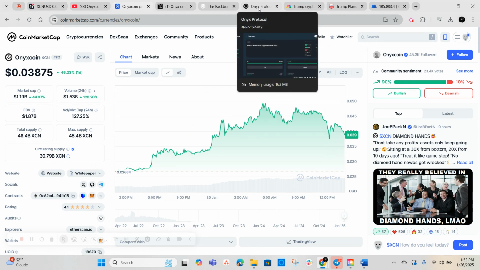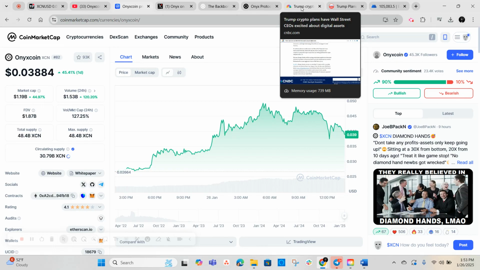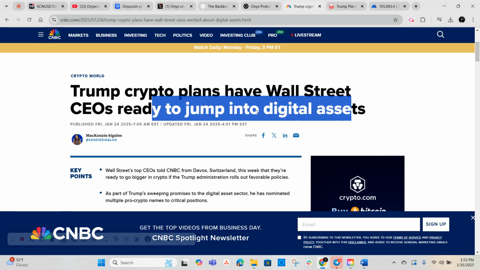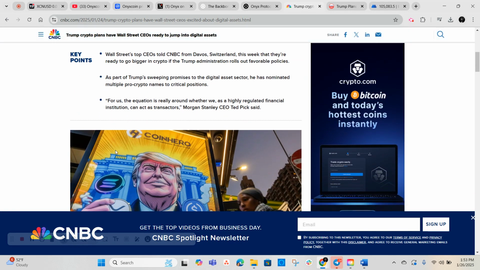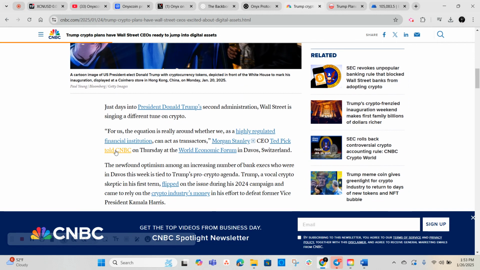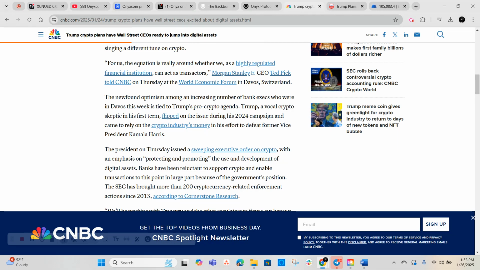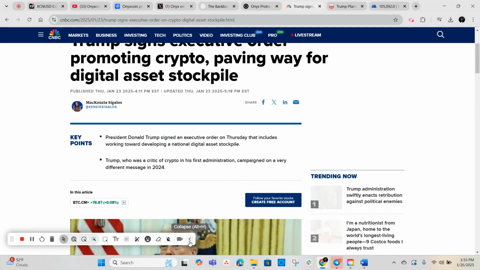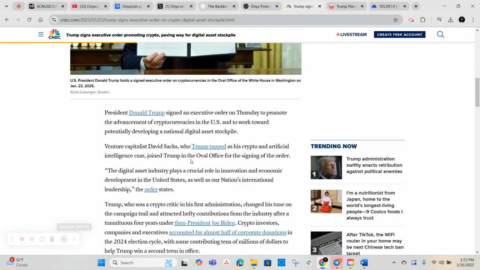Now watch this. What I want to look at now is this. You got Trump crypto plans have Wall Street CEOs ready to jump into digital assets. This was written on Friday, the 24th. He had signed a lot of sweeping executive orders on crypto, with emphasis on protecting and promoting the use and development of digital assets. They really want the United States to be that hub. Of course, if we click on this link, we got some things that it talks about inside of these executive orders.